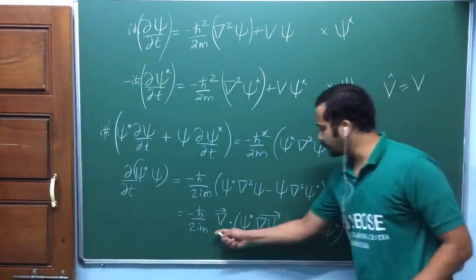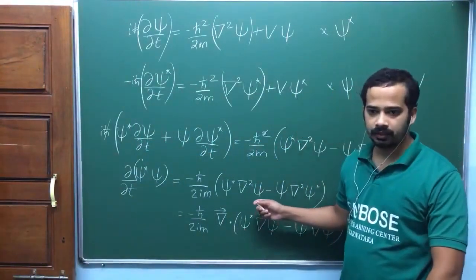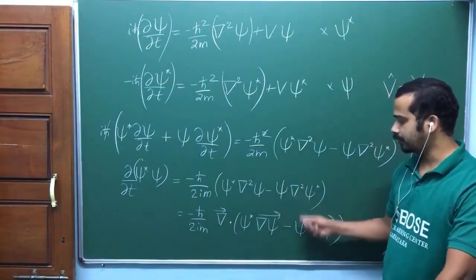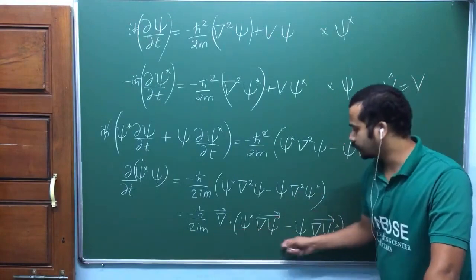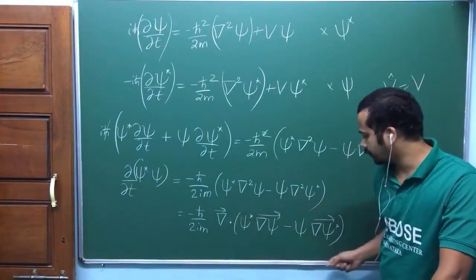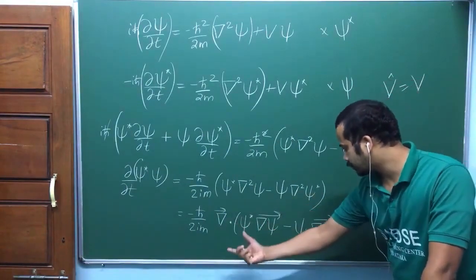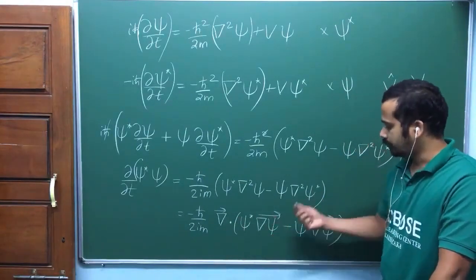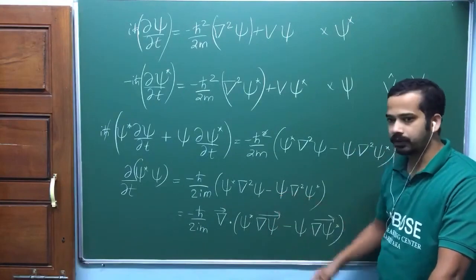So if you do this one, you will get this one. I don't have a direct proof here, no intermediate step, but when you do this, you will get this. When you do this, two terms come here, two terms come here, total 4 terms come here. Among them 2 terms will get cancelled, only 2 terms will remain actually.